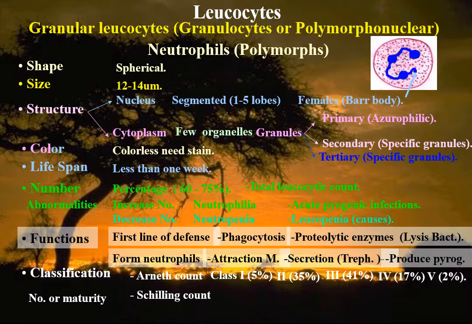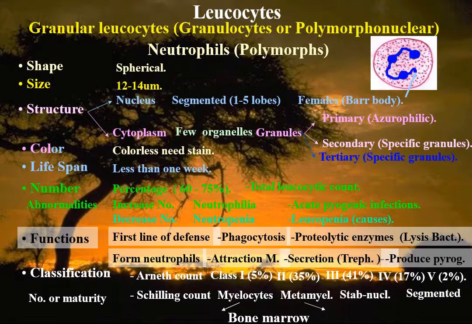Schilling count is the classification of neutrophils according to their maturity into myelocytes, metamyelocytes, step-nucleated or unilobed, and segmented or multilobed neutrophils. Myelocytes and metamyelocytes are only present in the bone marrow, while step-nucleated forms from 2 to 3% of the circulating neutrophils. An increase of their percentage is called shift to the left, which indicates the presence of infection that stimulates the bone marrow to manufacture more neutrophils. Some of them are not completely mature.